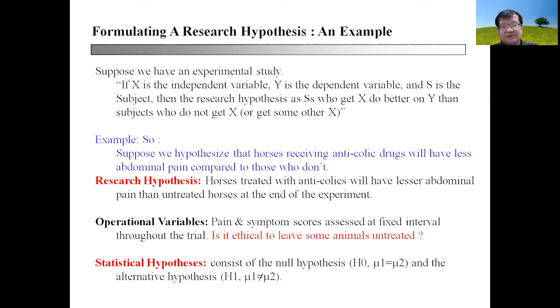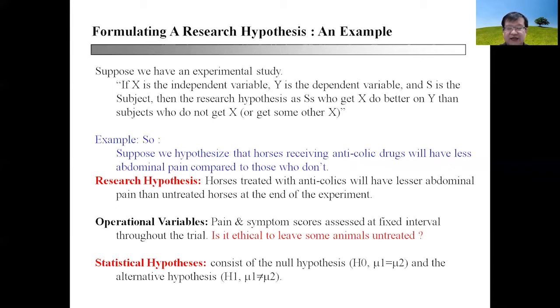Looking at a simple example of a research hypothesis, suppose we hypothesize that horses receiving an anticolic drug will have less abdominal pain compared to those who don't. So the research hypothesis will be: horses treated with anticolics will have lesser abdominal pain than untreated horses at the end of the experiment. The operational variables will then be the pain and symptom scores assessed at fixed intervals throughout the trial. Of course, another ethical question you may have to ask yourself is, is it ethical to leave some of the animals untreated?